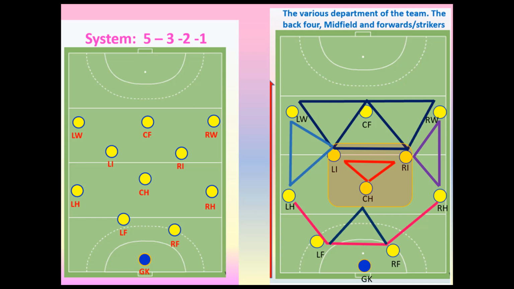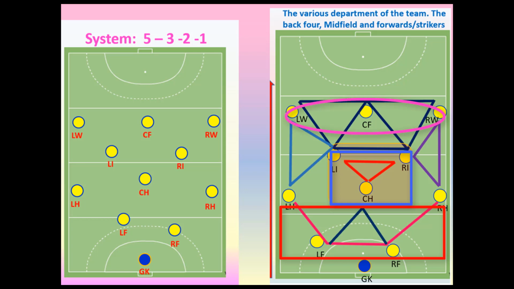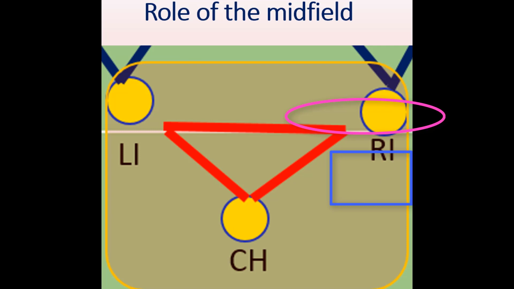We know about the systems, the various departments in a team: the back four, midfield triangle, and the strikers. In this video, we'll mainly talk about the midfield triangle, the role of center half, right inner, left inner, and how it differentiates in a small way, but still in a big way to play the game effectively.